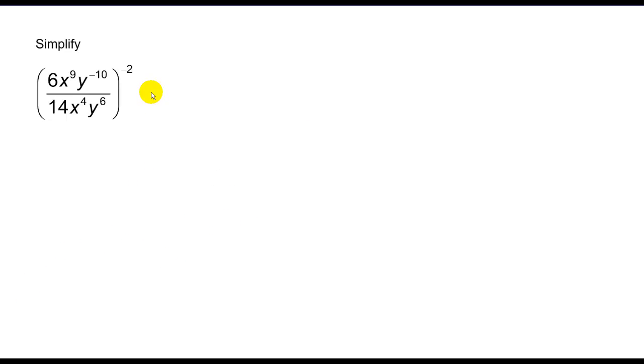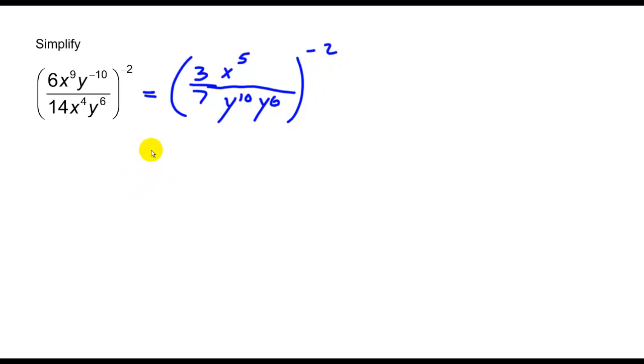So I'm going to use my order of operations first and do everything inside the parentheses. I notice I have a 6 over 14, which reduces. 2 goes into both, 3 times here, 7 times here. I can take and reduce these x to the 9th and x to the 4th by saying that's x to the 5th. I'm going to clean this up a little bit, put my y to the 10th down, and keep my y to the 6th here. Still, I can combine the y terms. It's 3x to the 5th over 7y to the 16th.